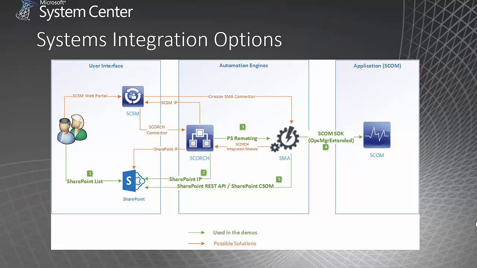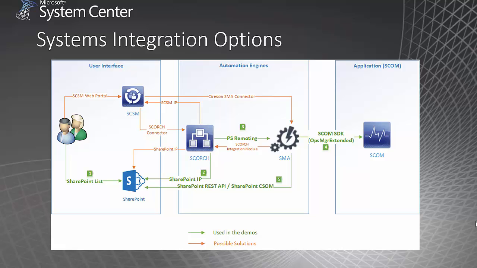Okay, so I talked about how I'm going to use SMA to communicate with SCOM. Let's talk about the overall user experience, or the overall solution. How is the user going to interact with that? I categorized it into 3 components. Firstly, we have the user interfaces, where the user initiates and submits requests. Then we have the automation engines, SCOM, Orchestrator and SMA, working together. And then the application, of course, is SCOM. That's where the automation is going to target against.